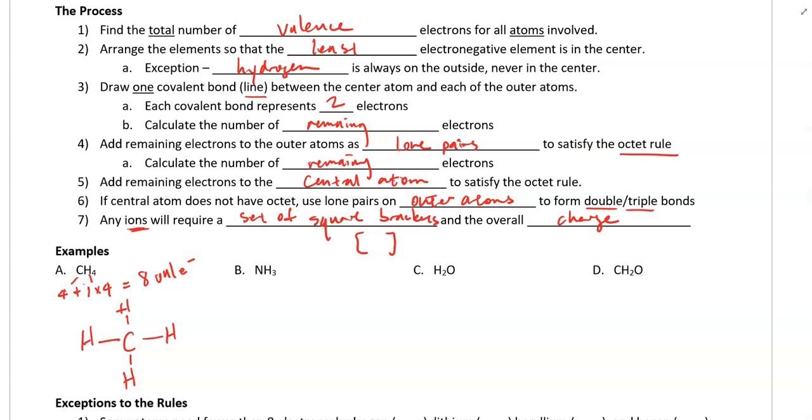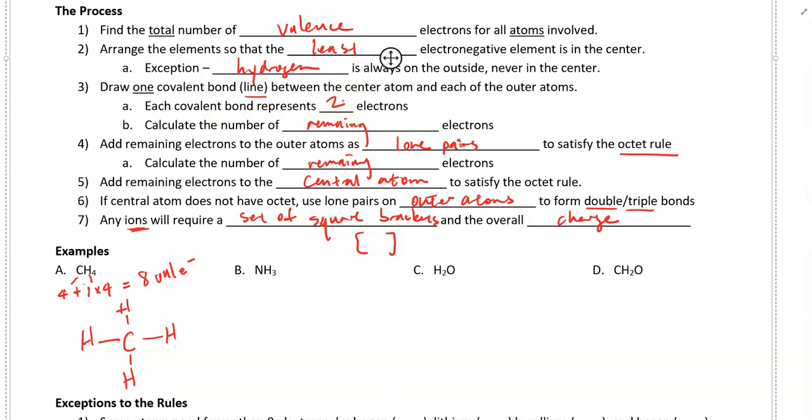Then we have to calculate the number of remaining electrons, knowing that each covalent bond represents 2 electrons. All right, so we know that we've assigned 2, 4, 6, 8 electrons, right? Because again, each bond represents 2 electrons. So that's 8 electrons assigned. Therefore, we don't have any more electrons to assign.